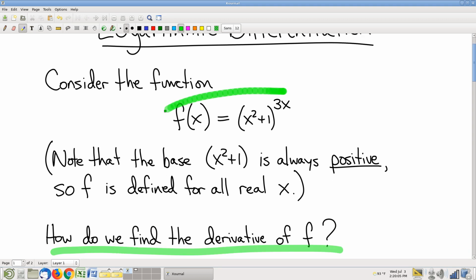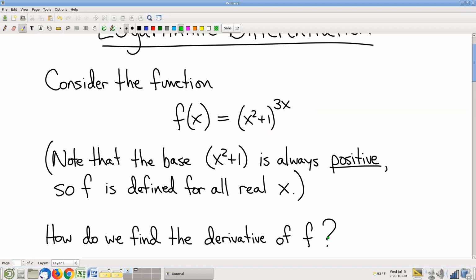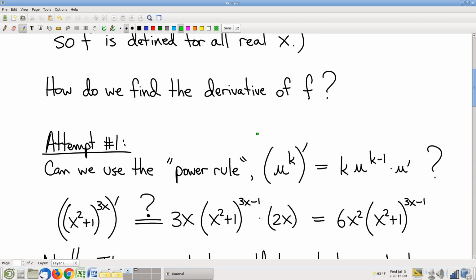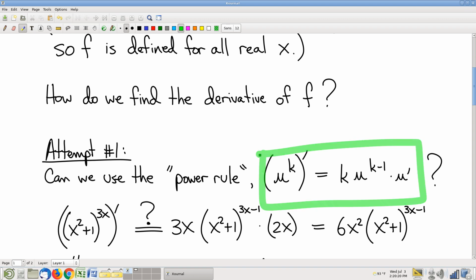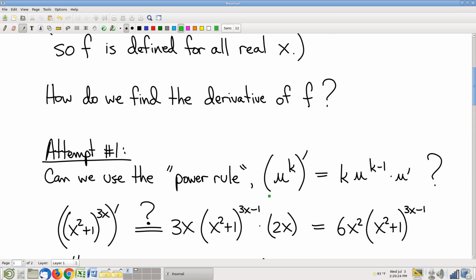of this function? Okay, so lots of students will look at this and notice that, hey, we have a function to a power, and we have a rule called the power rule. And the power rule, this is the generalized power rule, where we have a function to a power. Power rule would suggest that we proceed like this. Now notice I put the question mark here in recognition that we're considering whether this will be valid. Okay, so let's give it a try and see what happens.